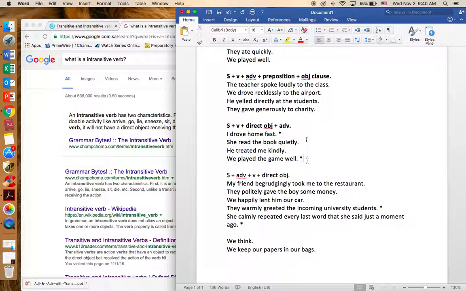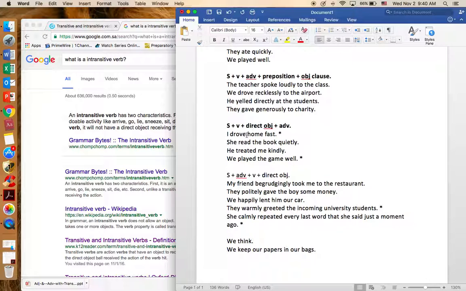So let's go back up here. We got off track a little bit with the direct object. Subject, verb, direct object, adverb. Okay, so I drove home fast. Fast and well, again, are two examples that are exceptions. They must always come after the verb. They can't come before the verb.